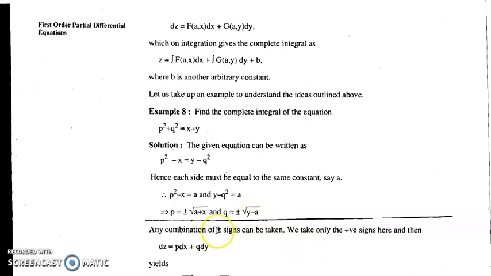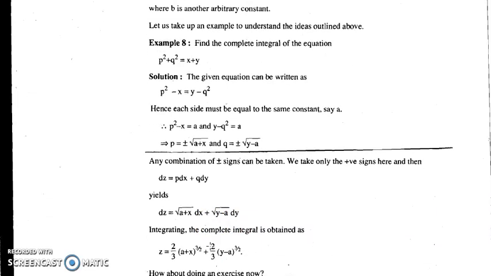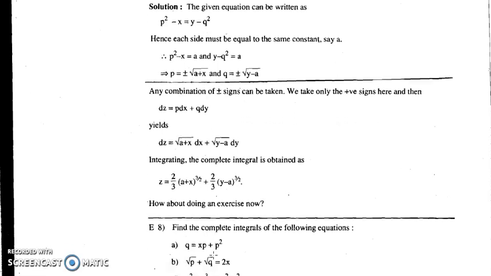Now we can take the sign as positive or negative. I am going to take plus on both sides. So my dz will be root of a plus x dx plus root of y minus a dy. On integrating, that will give me z equal to (a plus x) whole raised to 3 by 2 divided by 3 by 2, plus (y minus a) whole raised to 3 by 2 by 3 by 2, plus b, our arbitrary constant. So this is the required solution of your PDE.